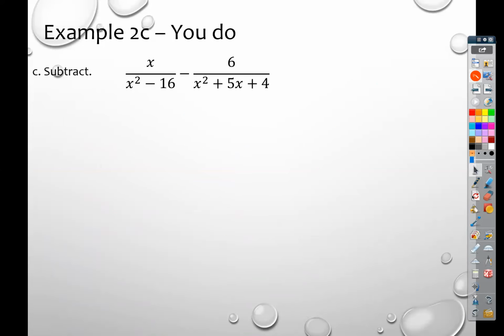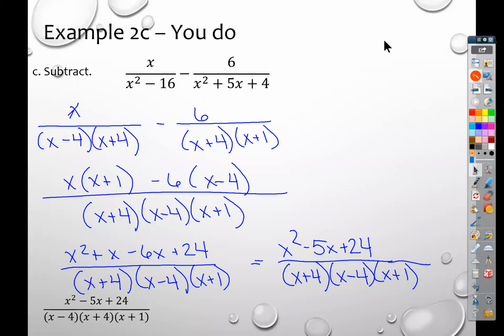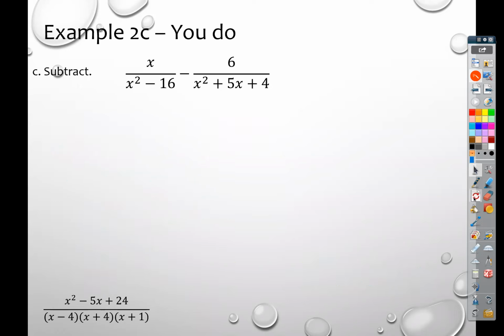2C, you get to do this one. You should have gotten x squared minus 5x plus 24 over x plus 4, x minus 4, and x plus 1. Please let me know if you need any help with those.